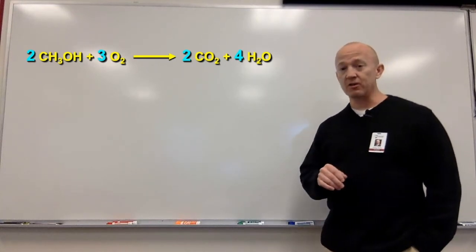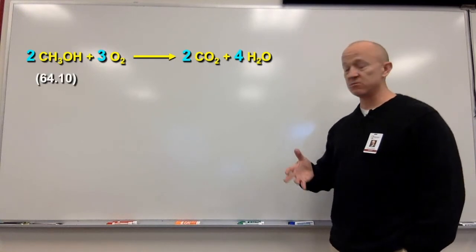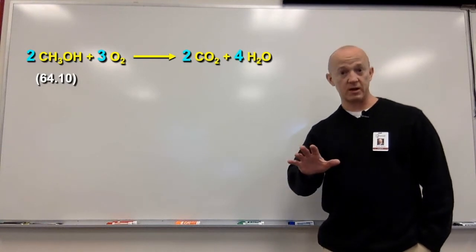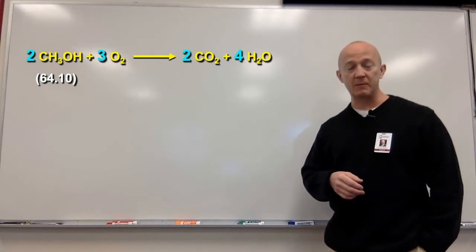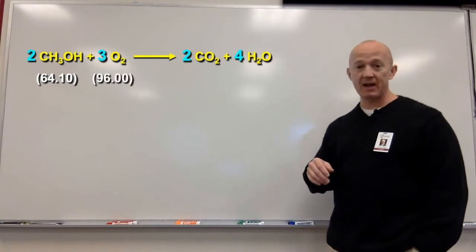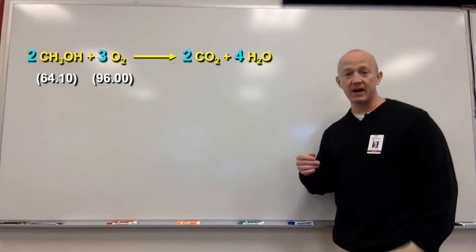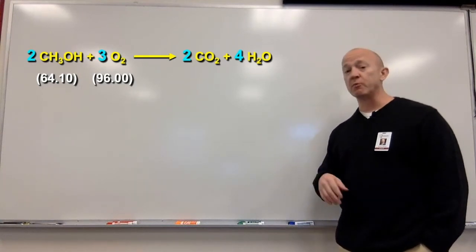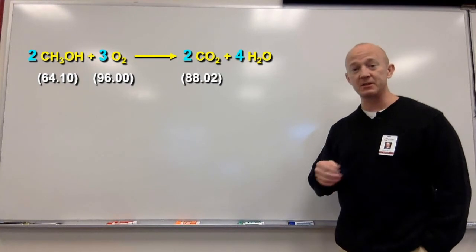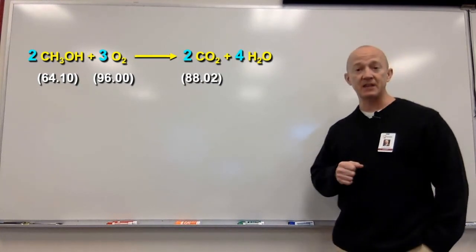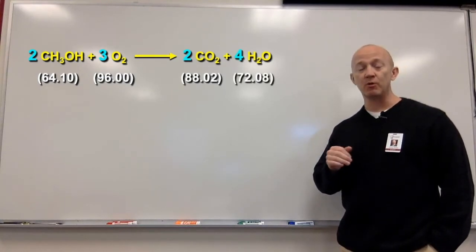The molar mass of methanol is 32.05 grams per mole. If we have 2 moles of that, that makes 64.10 grams, right? Oxygen, O2, has a molar mass of 32 grams per mole. If there's 3 moles of that, that gives us 96 grams, doesn't it? So far, so good. On the other side, the molar mass of carbon dioxide is 44.01 grams per mole. If we have 2 moles of that, that means we have 88.02 grams. Water has a molar mass of 18.02 grams. So if we have 4 moles of it, that makes 72.08, doesn't it?